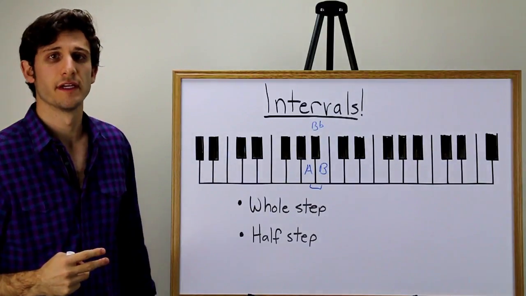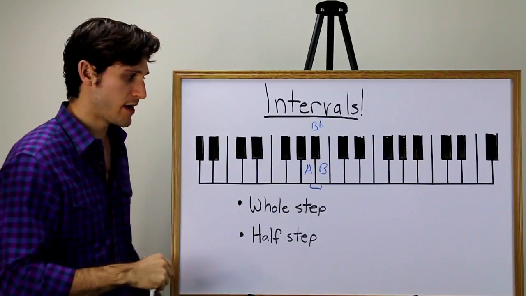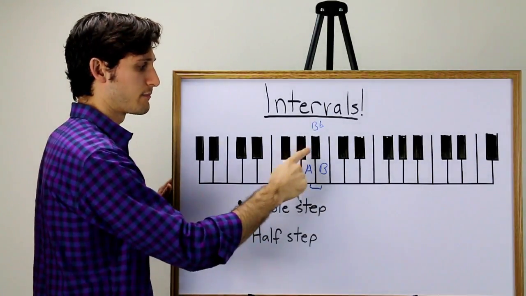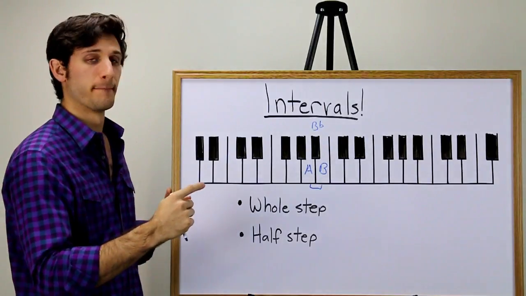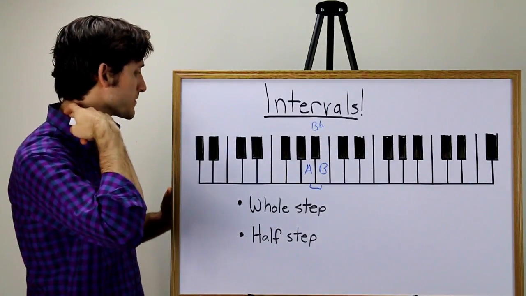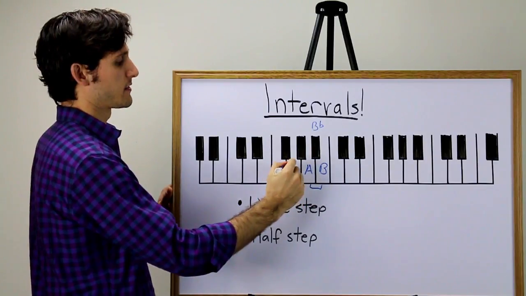A whole step is comprised of two half steps. That's why going from A to B, skipping the B flat, is a whole step. A whole step below A, in the opposite direction, skips this A flat and lands on this G right here.